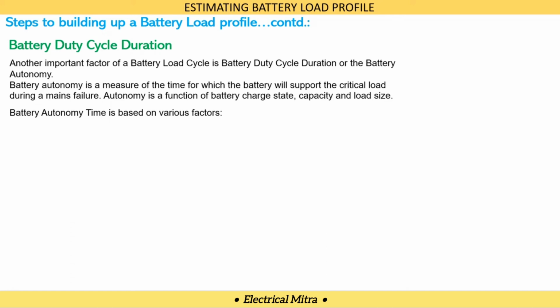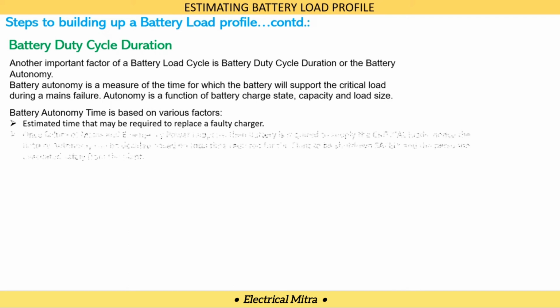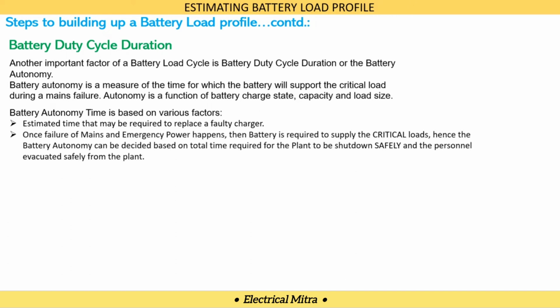Battery autonomy time can be decided based on various factors. It is the estimated time that may be required to replace a faulty charger. Once failure of mains and emergency power happens, then the battery system is required to supply critical loads. Hence, the battery autonomy can be decided based on the total time required for the plant to be shut down safely and the personnel evacuated safely from the plant.